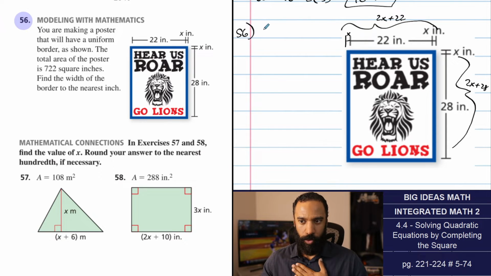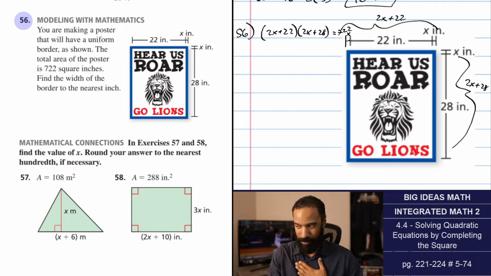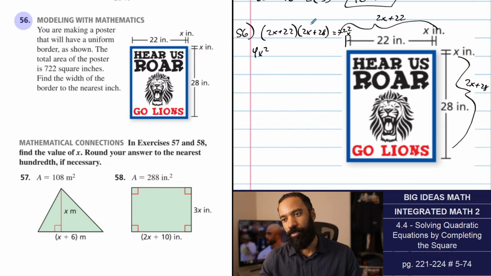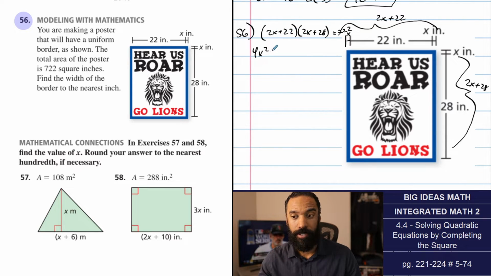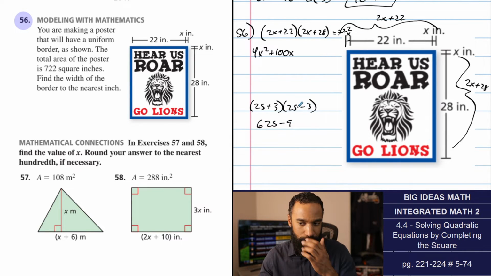Total area of the poster is 722 square inches. So we're going to have (2x plus 22) times (2x plus 28) equals 722. Also might have to use a calculator, and I have to stop my hiccups. Okay, moving forward. We're going to distribute this and we're going to get 4x squared plus 56x plus 44x. That's 100, so plus 100x. I don't know 22 times 28, though. Oh, it's 25 plus 3 times 25 minus 3, which is 625 minus 9, which is 616. So plus 616, there we go, equals 722. Difference of two squares paid off.